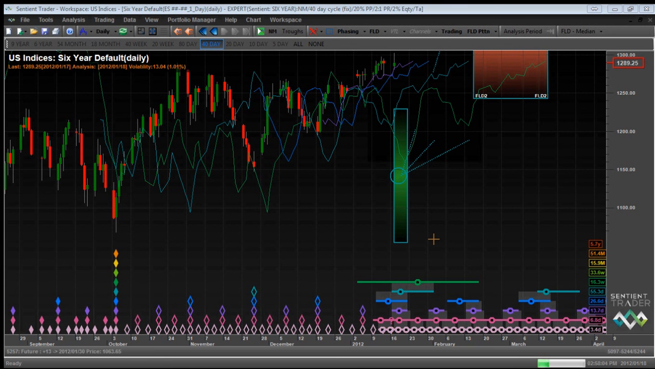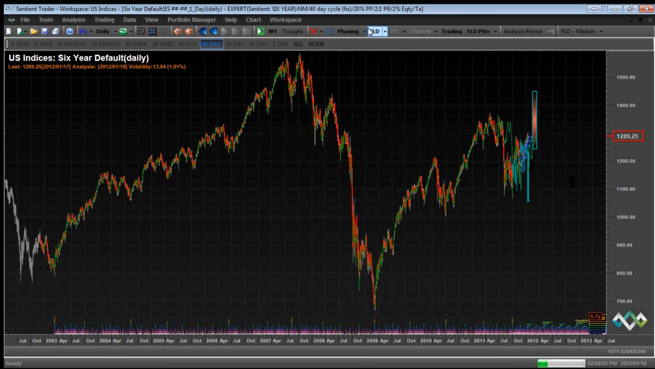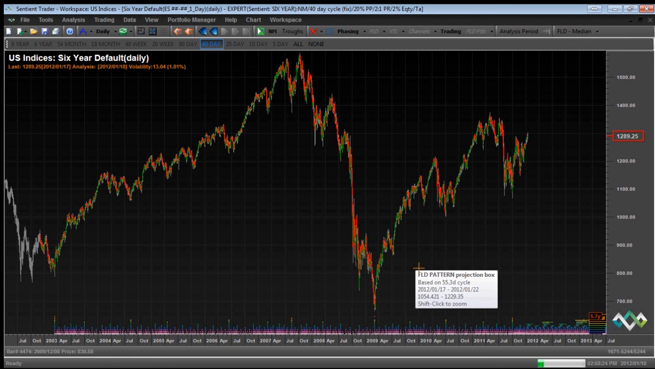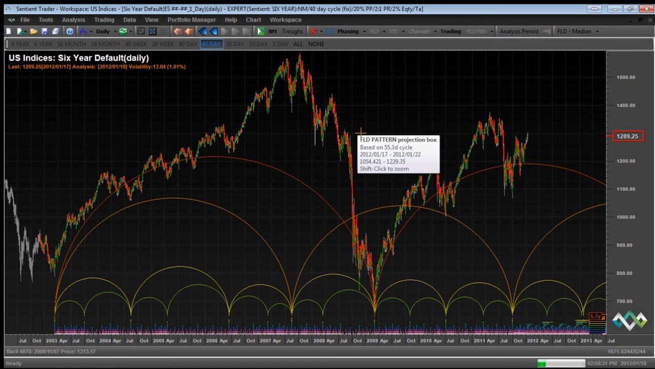Let's see what happens. Question from Jose. If we use the dominant cycle filter, the long-term phasing will affect trading, won't it? Yes, Jose. The dominant cycle filter has to do with the sentient trading methodology. If you're using the sentient trading methodology, what happens is you decide what is a dominant cycle, and needless to say, let's go and look at the big picture here.